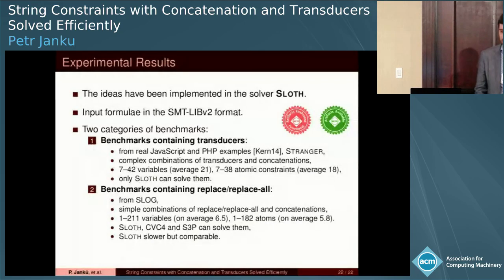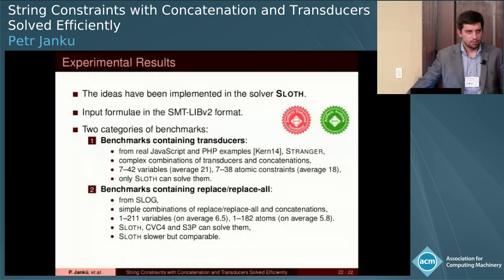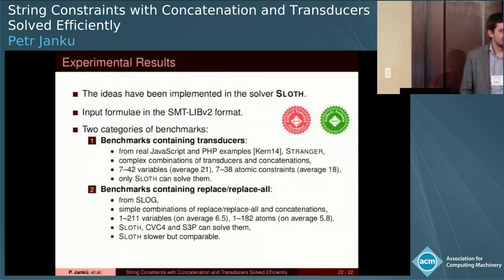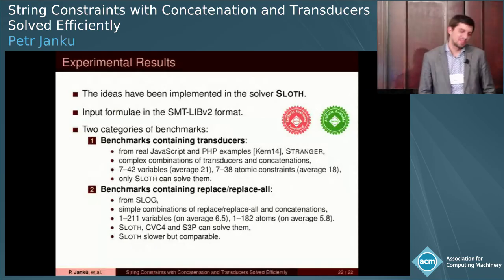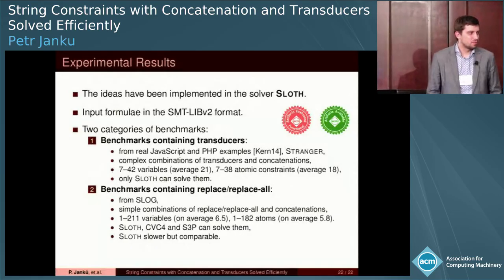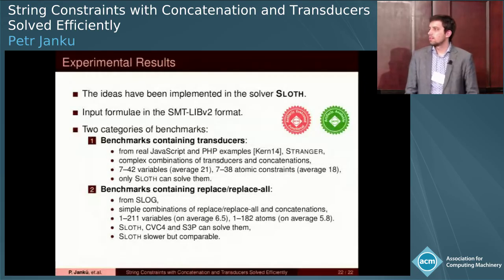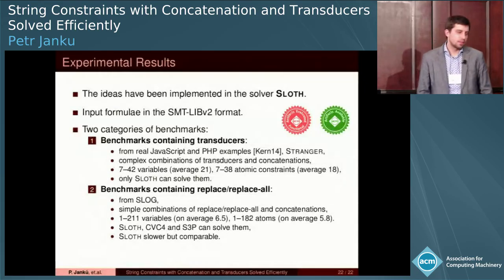So this is publicly available. Do you have any client tools that are built on top of your solver yet? No, I think not. Do you have any plans to build client tools that use your solver? Oh, of course. What are some targets, I guess, for security purposes? Yeah, sanitization. The base is security.